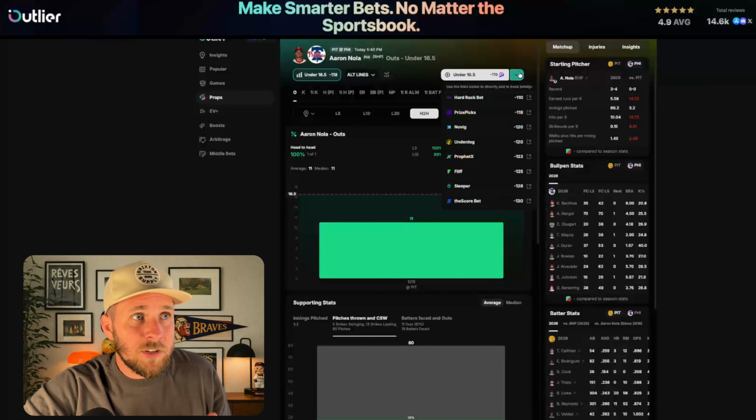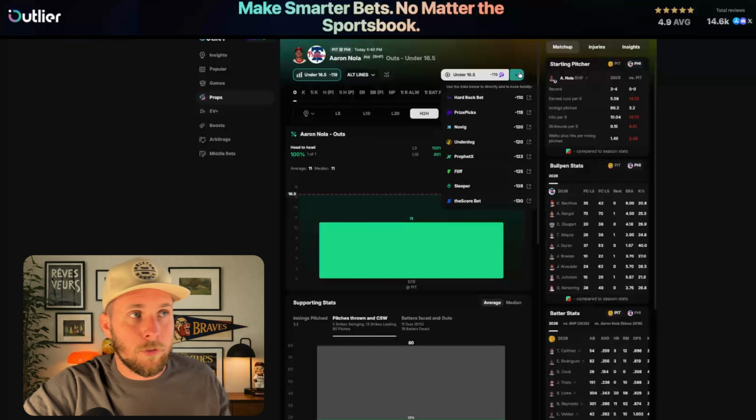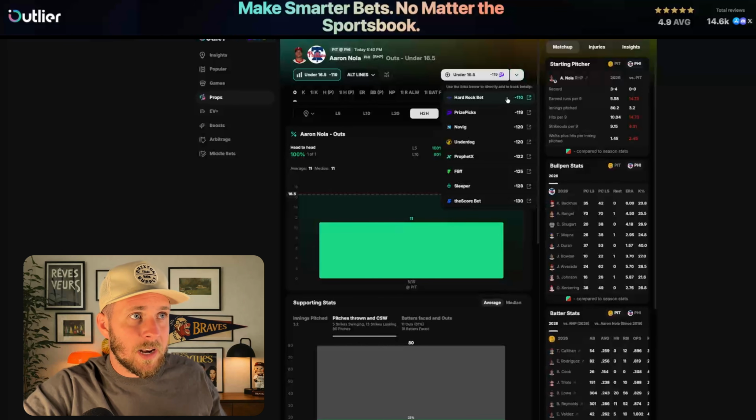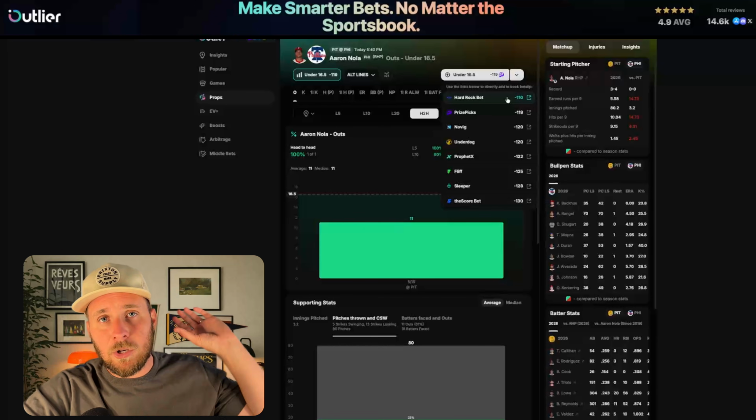meaning that the last thing that I need to do is just click this drop down arrow and see what is the best price I can get in all of the market. And it says here that the best price that I can get is actually on Hard Rock Bet. So all I would need to do is click this button. It would take me directly to Hard Rock Bet.